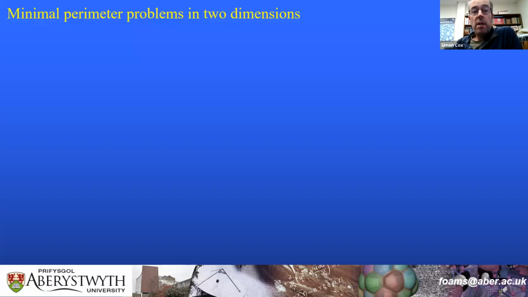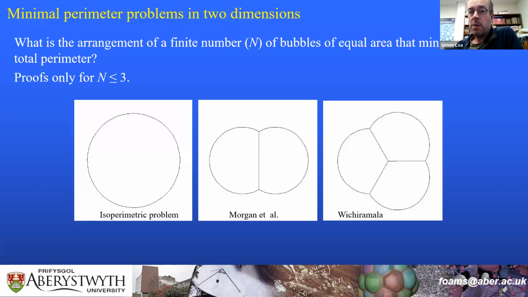So what do we know? Let's even retreat from filling the plane. You could start thinking about bubbles with different sizes and how they fill space, but instead I want to go to finite collections of bubbles and say, if I take 1, 2, 3, 4, and so on bubbles, how should I arrange those bubbles so that they minimize the total perimeter? By total, I mean internal and external perimeter.